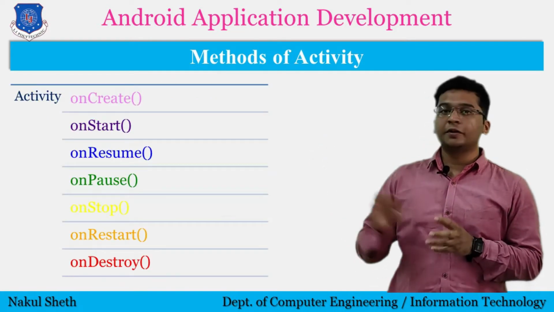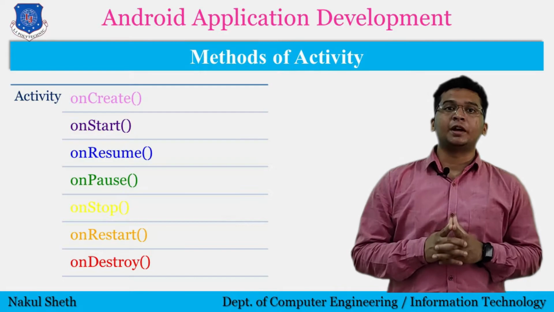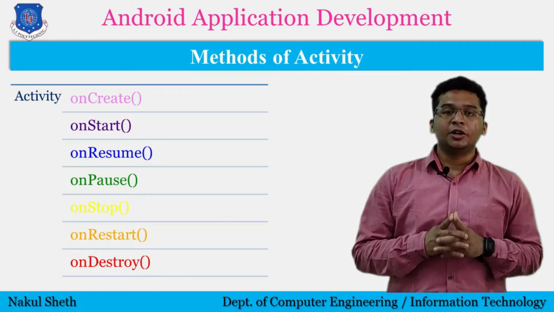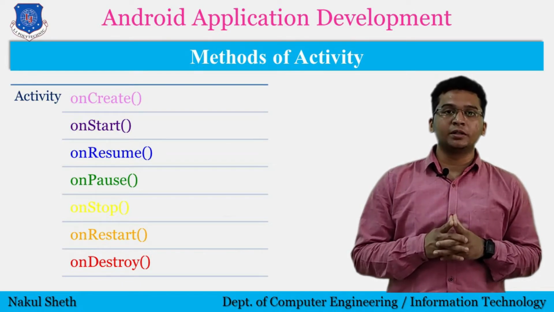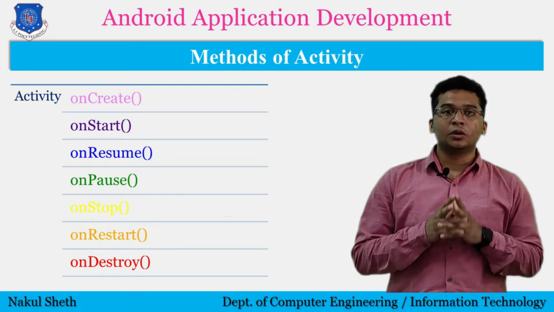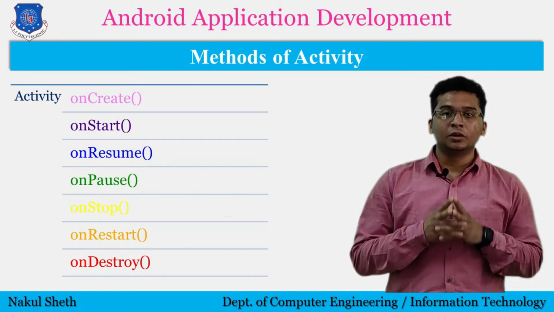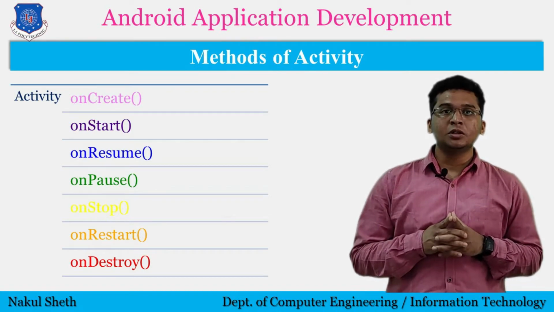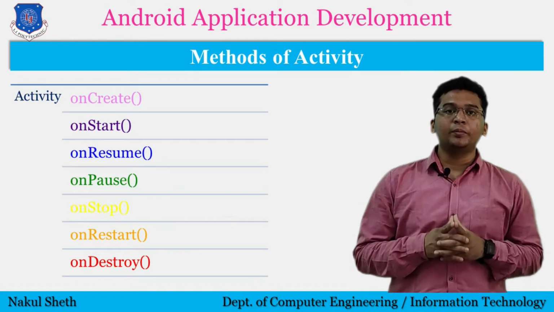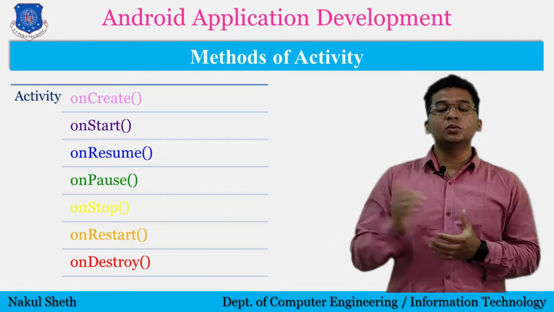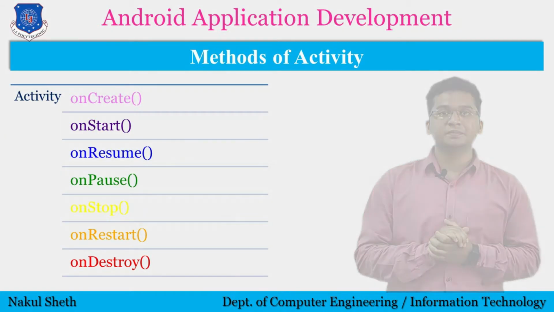These are the different methods of the Android activity lifecycle which we are going to implement in this tutorial. In total we have 7 major methods, which are onCreate, onStart, onResume, onPause, onStop, onRestart and onDestroy. So let us see how to implement these methods in Android. Let us move to Android Studio.